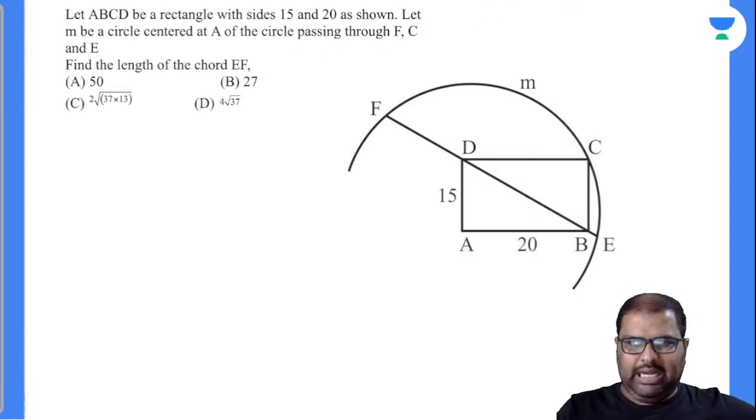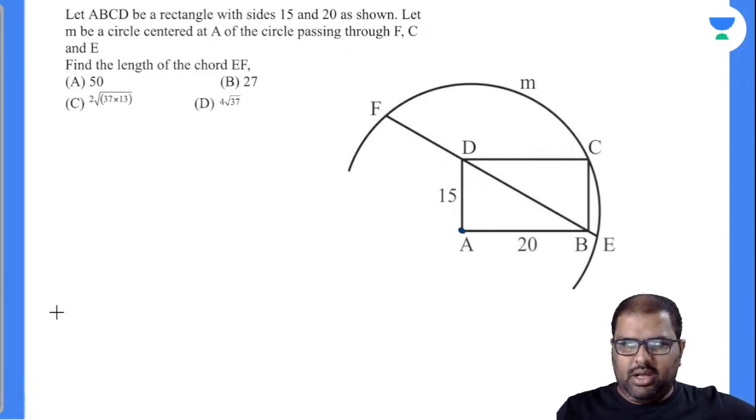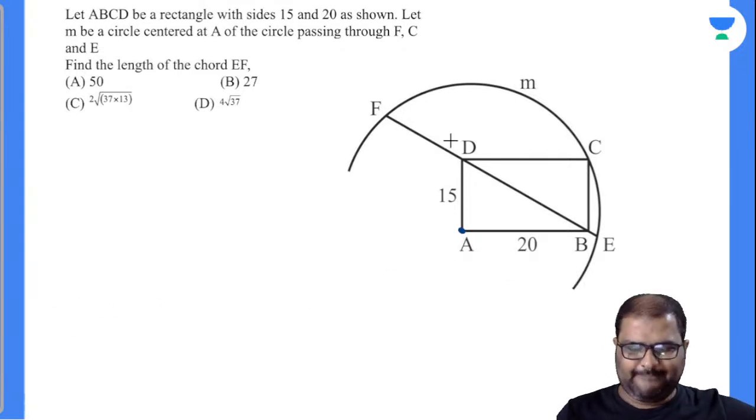Observe there. Let ABCD be a rectangle with sides 15, 20 as shown. Let M be a circle centered at A. Now this is the center of the circle, it seems. Excellent, Srinivas. Let M be a circle centered at A, with the circle passing through F, C and E. Find the length of chord EF is the question asked.